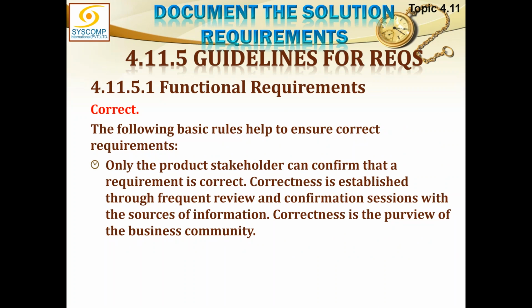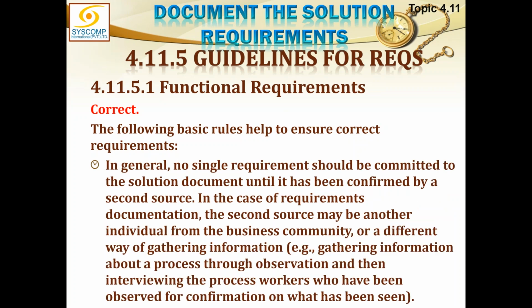The following basic rules help to ensure correct requirements. Only the product stakeholder can confirm that a requirement is correct. Correctness is established through frequent review and confirmation sessions with the source of information. Correctness is the purview of the business community. In general, no single requirement shall be committed to the solution document until it has been confirmed by a second source. In the case of requirement documentation, the second source may be another individual from the business community or a different way of gathering information.